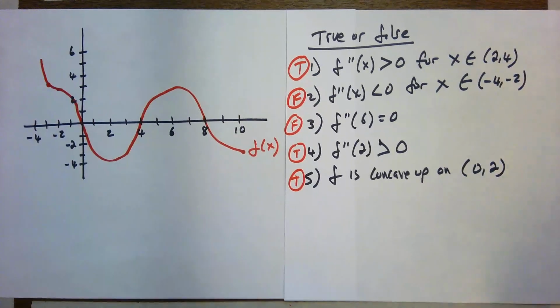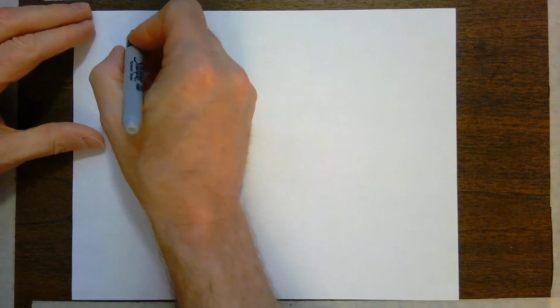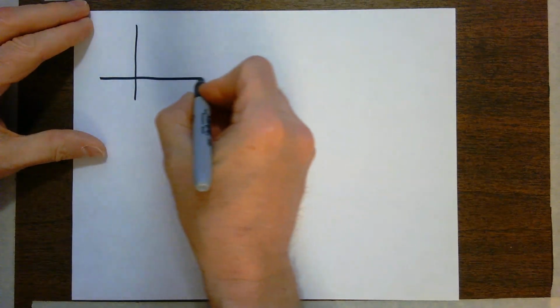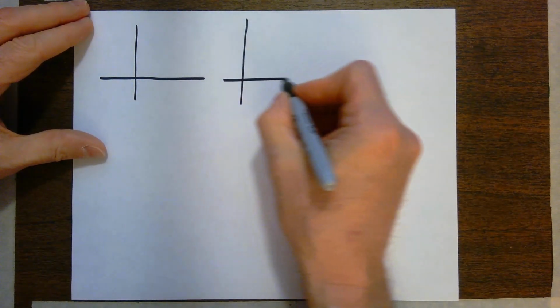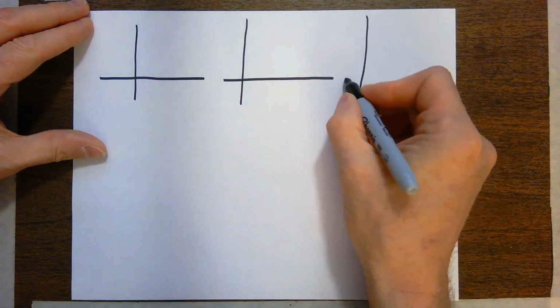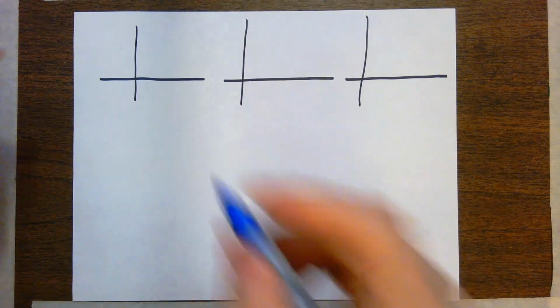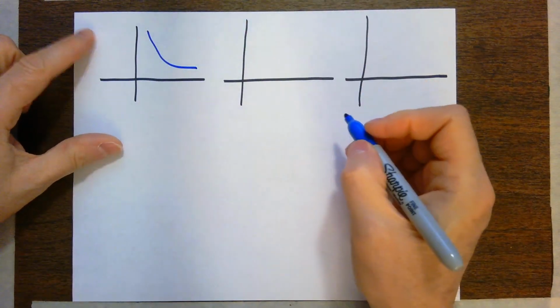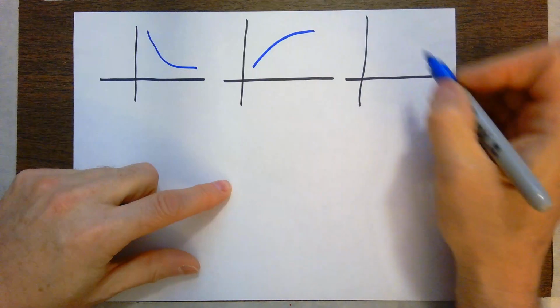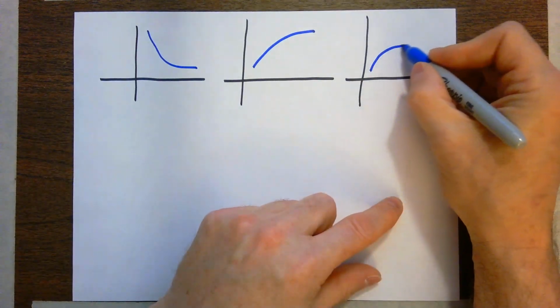All right, let's take a look at a couple more graphs and then talk about the very formal second derivative test. So I'd like to introduce the second derivative test by looking at 3 graphs. In the first graph, I'm just going to have something that looks like that. In the second graph, I'm going to have something that looks like that. And in the third graph, I'm going to have something that looks like that.